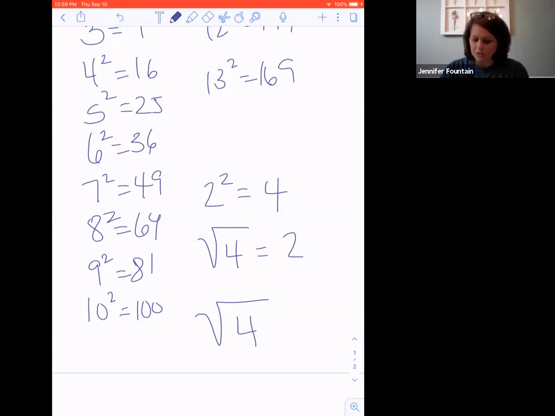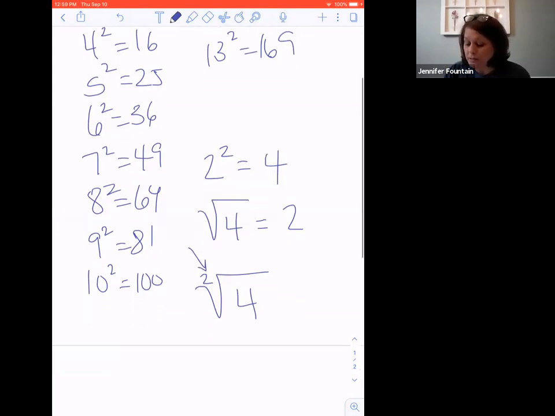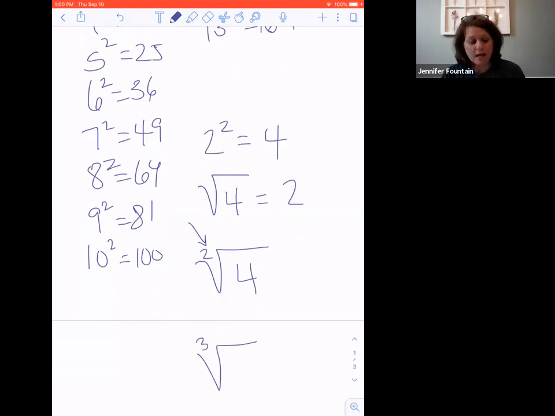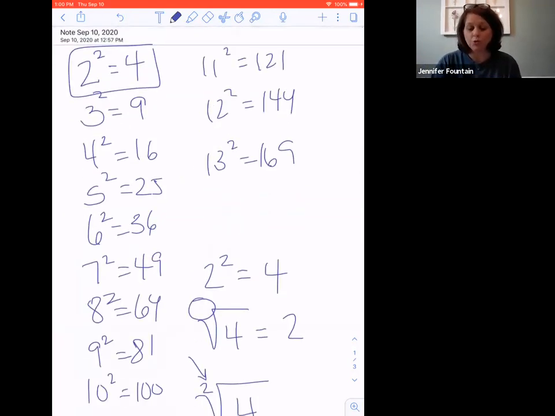Now, one of the things I want you to notice right here is there is nothing written there. Okay, this is the place where my index goes, and if there is nothing written there, I understand that it means a square root, and I understand that a 2 goes there. If they're ever wanting you to do something different, they will put a number there. So sometimes you might see something that looks like this, and that means the cubed root. Okay, so again, if there is not anything here, I understand that to be a number 2. Meaning square root.